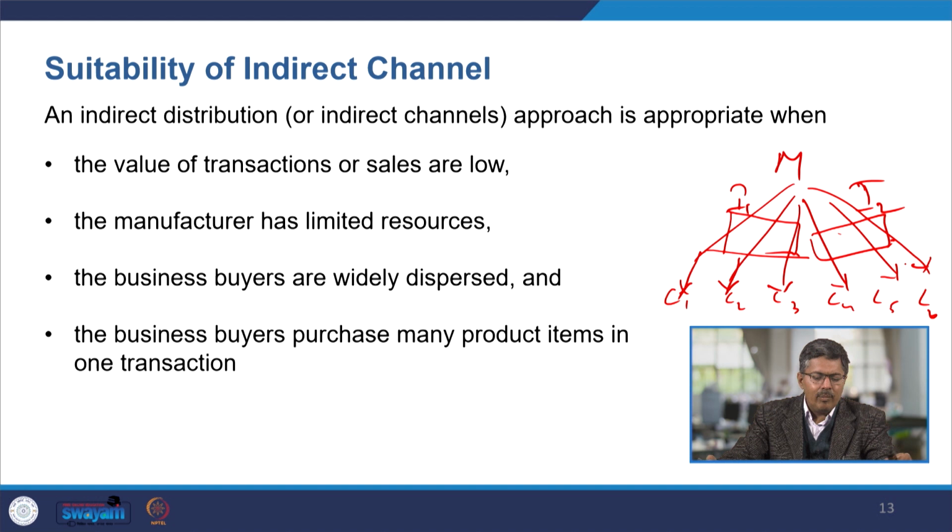Okay. The business buyers are widely dispersed. The buyers, as we know, can be scattered around. In such a condition, if the manufacturer wants to directly reach them, it may find it very difficult. So, it is better that they go through the intermediaries. And finally, the business buyers may purchase many product items in one transaction. If they want to buy in one transaction, then the intermediary can understand that need of the buyer, collect all the products from the manufacturer and pass them on to the buyer, right.